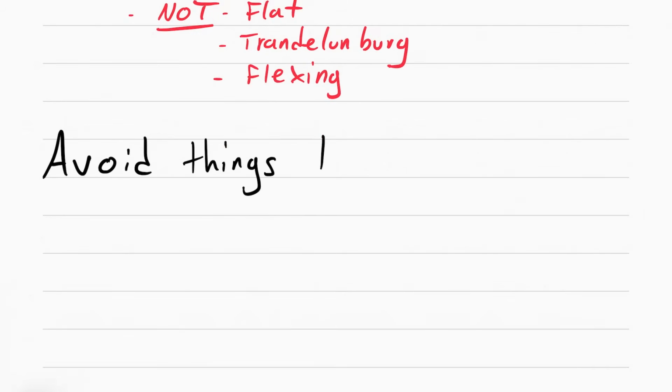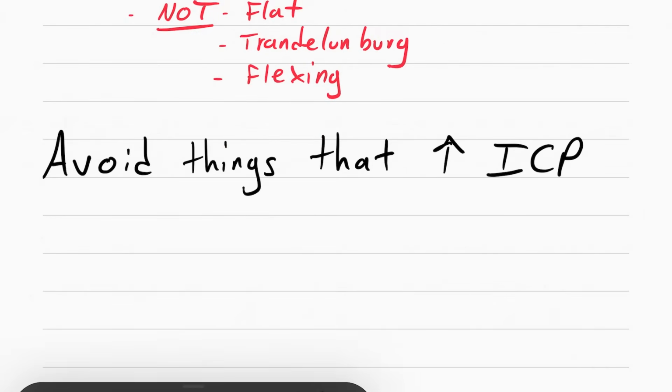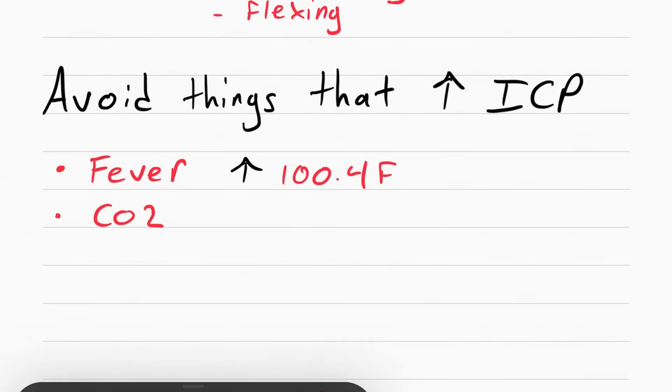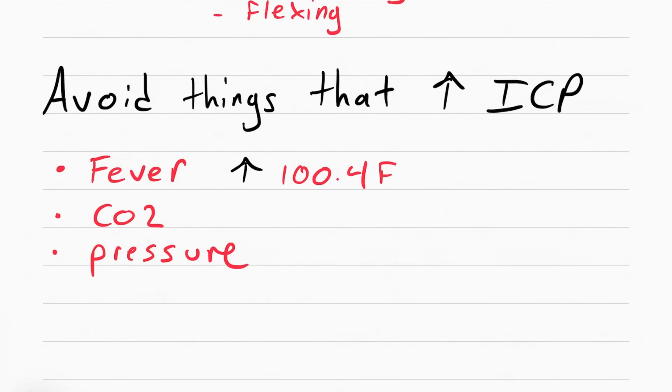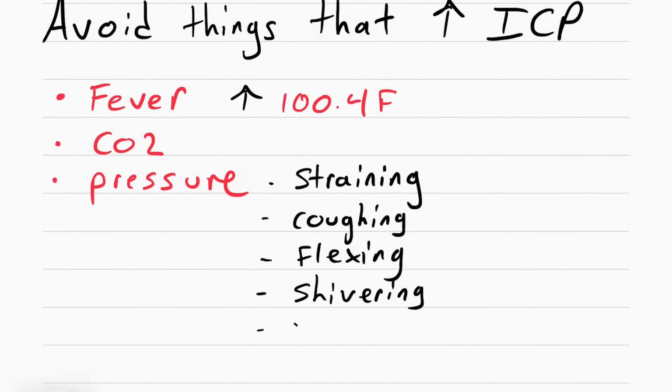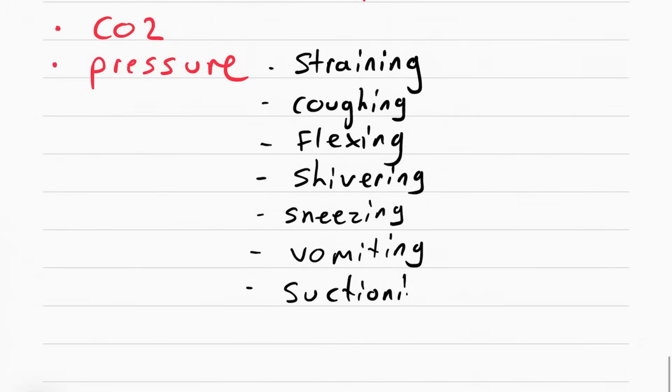Other interventions you can do is avoid things that increase intracranial pressure, like fever. Having a fever or high temperatures will increase the intracranial pressure. Also having high CO2s in the body, so make sure the patient maintains normal CO2 levels. Another thing that causes ICP to go up is intra-abdominal pressure, such as straining, or coughing, or flexing, shivering, sneezing, vomiting, or suctioning. Any of these things can cause the pressure to go up.